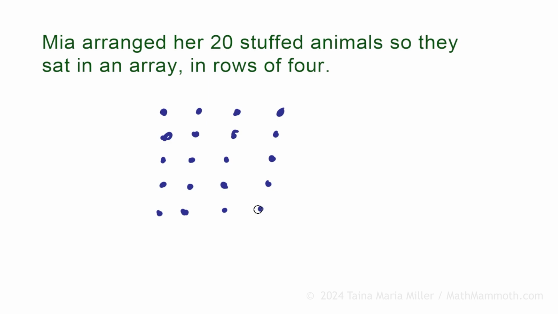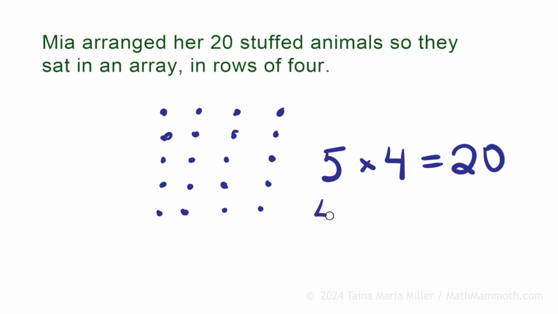And what multiplication can you write? You can write 2 different ones. You can write 5 groups of 4 equals 20, because you can think of each row as a group. There would be 5 groups of 4, like that. Or you can think of it this way, groups of 5. And then there's 4 of them. 4 groups of 5 also equals 20.